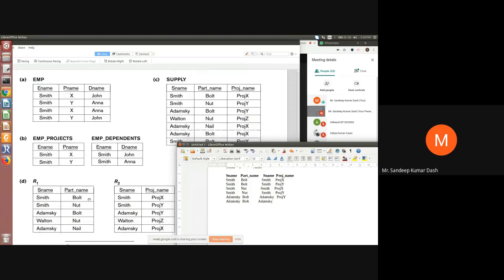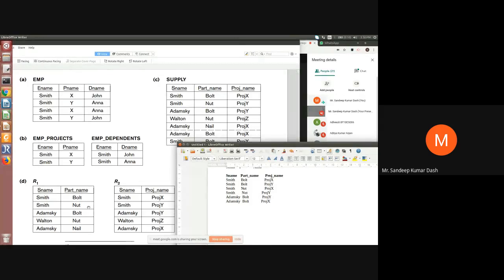Okay, and you got this relation and this relation. Only 5 rows. 2 Smith, Adamski, Walton, and Adamski. Up to this point, you consider. Fine. Now here only you can see one thing. Considering this Smith, forget about the other combinations that you will get later. S name will not be there in the final result because this is a natural join. Only one column will be there because this column was same as this column. So this column will be removed from the result. Adamski bolt project Y, Adamski bolt project X. Suppose up to this only.